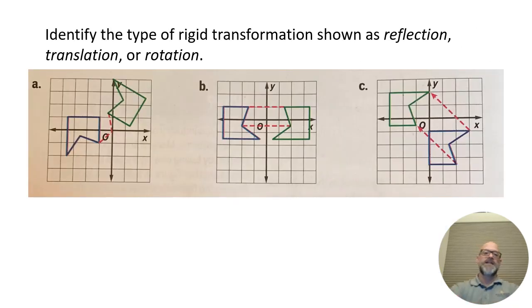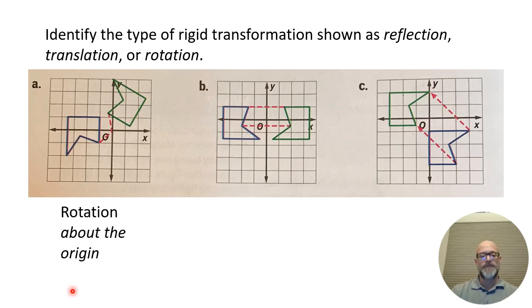All right, let's see if we can identify the type of rigid transformation shown as reflection, translation, or rotation. How about this first one here? Remember, it goes from blue to green. Yeah, that's a rotation about the 0, 0 called the origin. And how big is your clockwise rotation? About how large is the rotation? Maybe 135 degrees? How about the second one? What do you think?